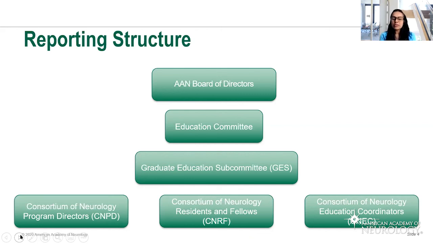Depending on what the work is and what needs approval, it doesn't necessarily need to go all the way up to the Board of Directors, for example. It just depends on what the project is or what the work is that needs to be done. So that's just a high level overview. As I mentioned, each of the consortiums has officers, and those are who we work through to get the work of the consortium completed and on track.